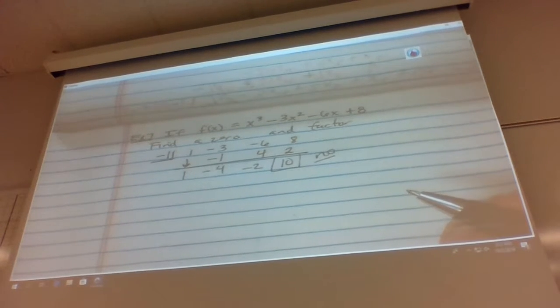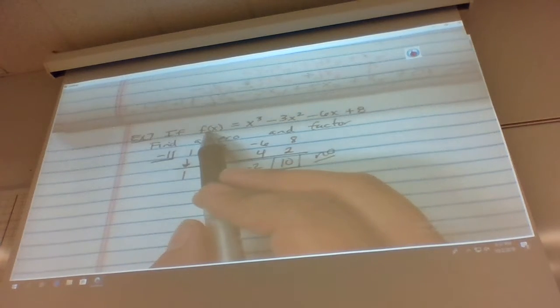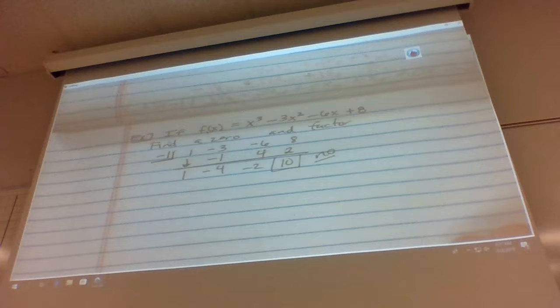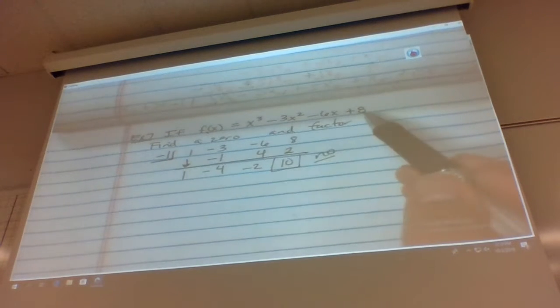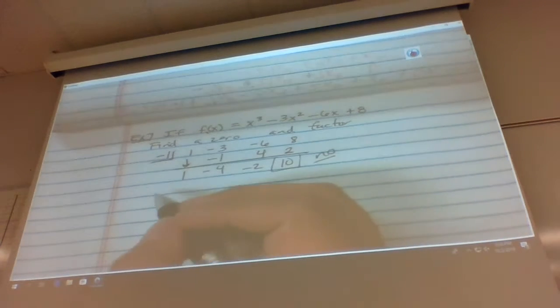You can't factor out x because the 8 doesn't have an x. You have to, but not right now. So, if 1 doesn't work, let's try a +1. We're going to redo synthetic division: 1, -3, -6, and 8.